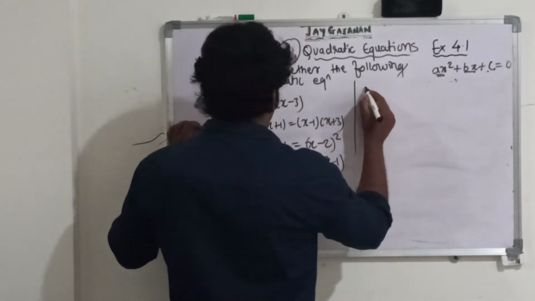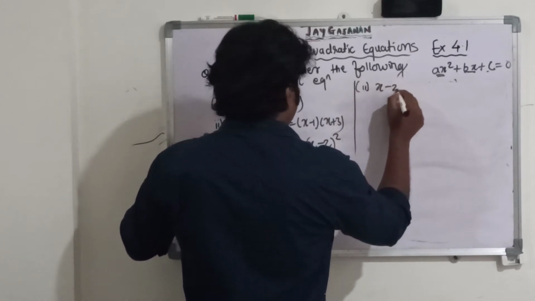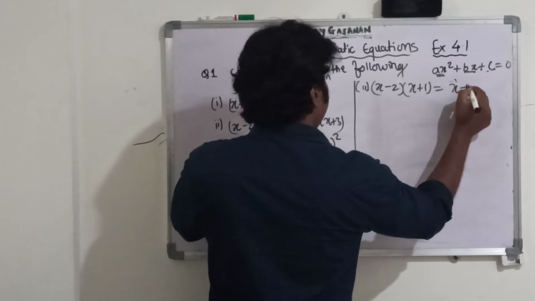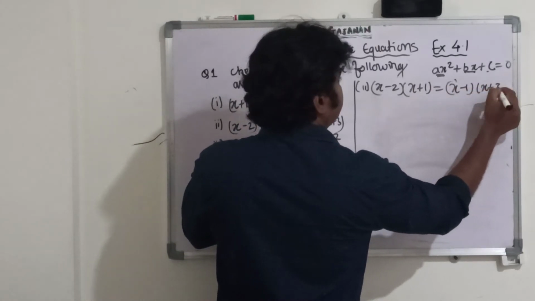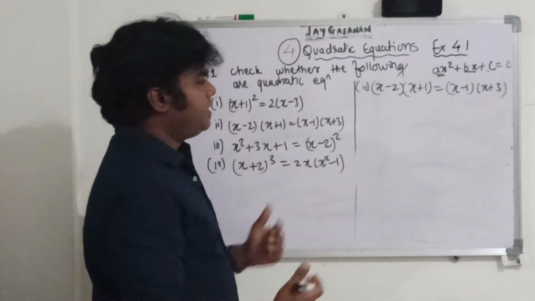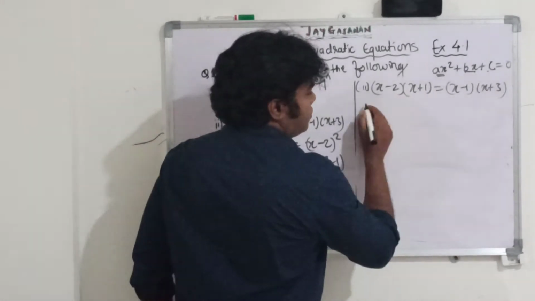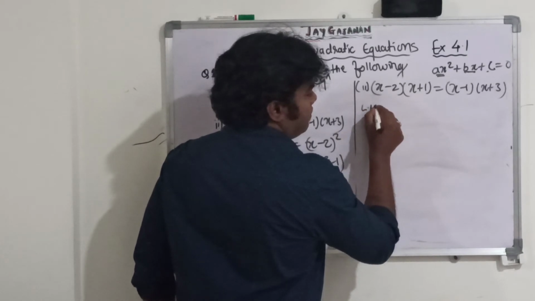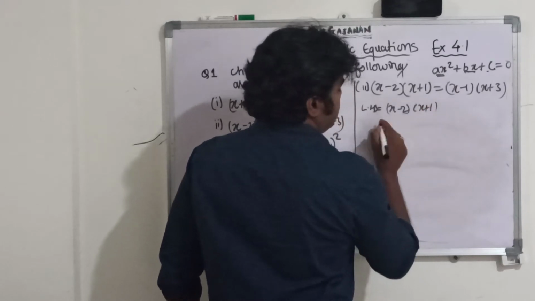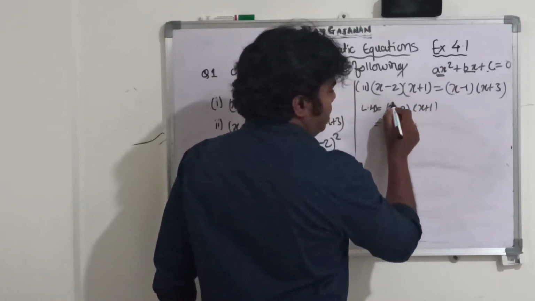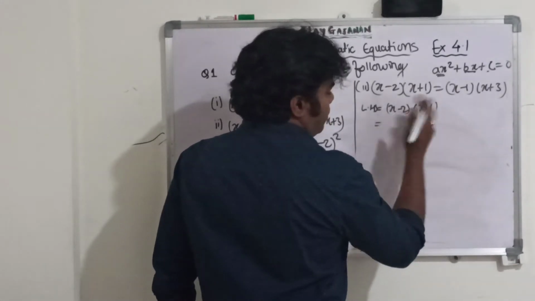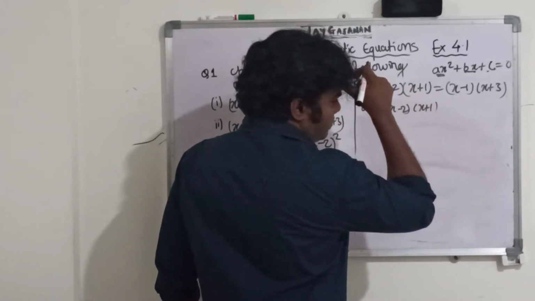So second question: x minus 2 into x plus 1 is equal to x minus 1 into x plus 3. So we have to solve this. After solving, we will come to know whether it is quadratic or not. LHS equals x minus 2 into x plus 1. So directly also you can multiply x into the complete bracket, 2 into the complete bracket, or you can use the x plus a, x plus b formula.